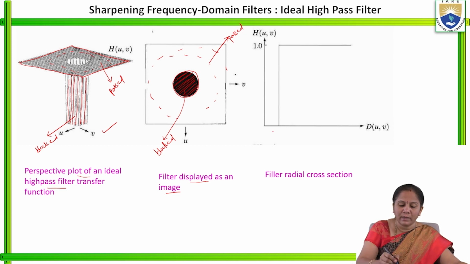And here, as it is an ideal high pass filter, you can observe the circle is very clean and neat. There is no noise available. So it has a sharp transition.